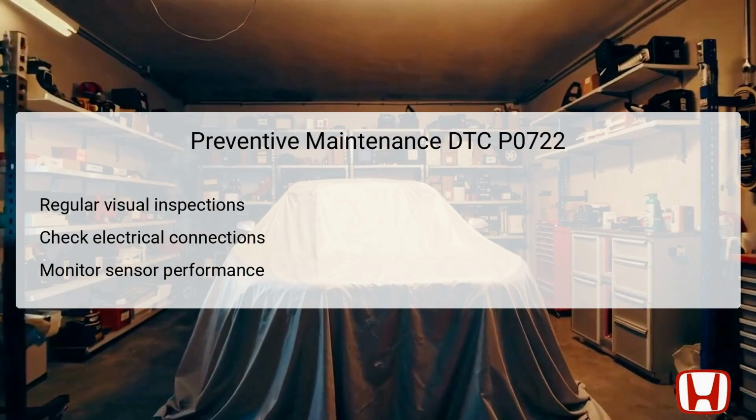Preventive maintenance is essential for avoiding recurrence of DTC P0722 and preserving transmission performance. Regular visual inspections of electrical connections can help to identify potential areas of concern before problems arise. This includes verifying the integrity of wires associated with the output shaft speed sensor and other related components. Additionally, monitoring sensor performance through regular diagnostics can reveal any irregularities early on.